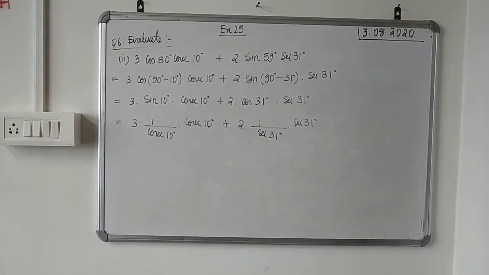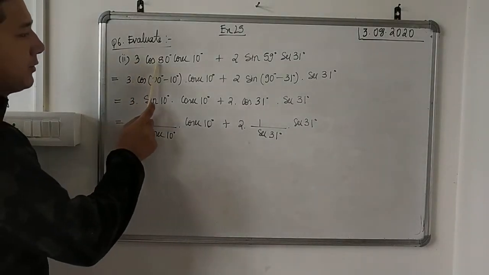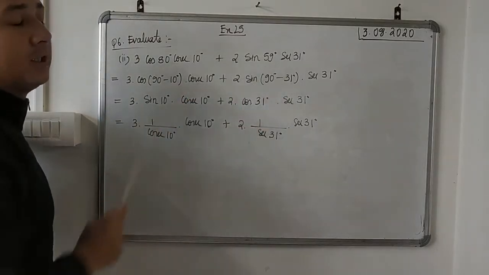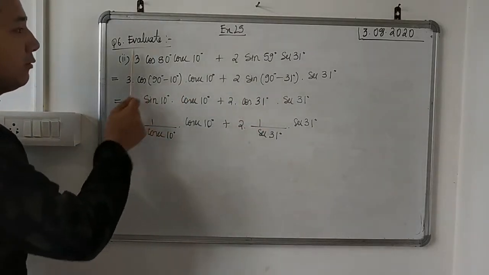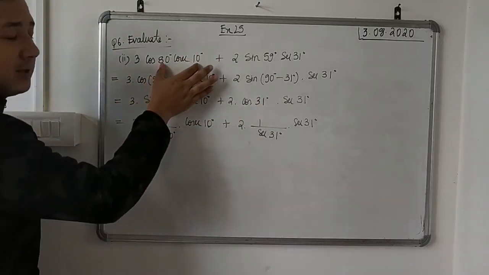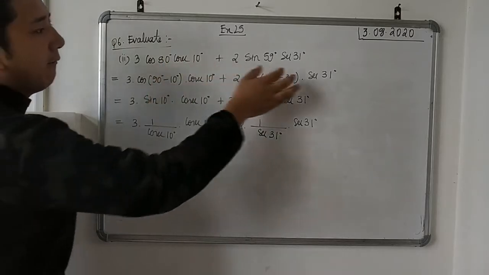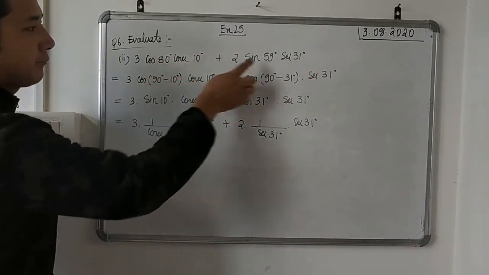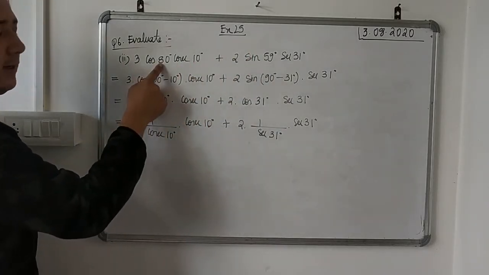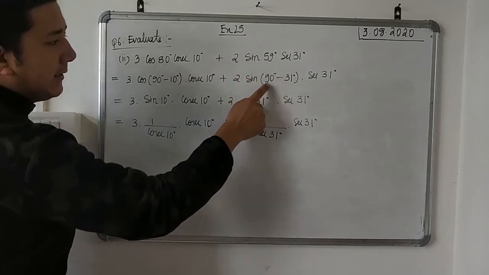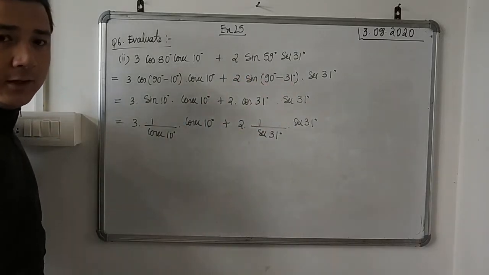Alright, so let us proceed with question number 6 part 2. Evaluate 3 cos 80 cosec 10 plus 2 sin 59 sec 31. So again 2 parts. This is the first part, this is the second part. You can clearly see 80 plus 10 is 90, 59 plus 31 is 90. So change any one of them. I'm changing 80. I can write 80 as 90 minus 10 and I can write 59 as 90 minus 31. I hope you are clear till here.